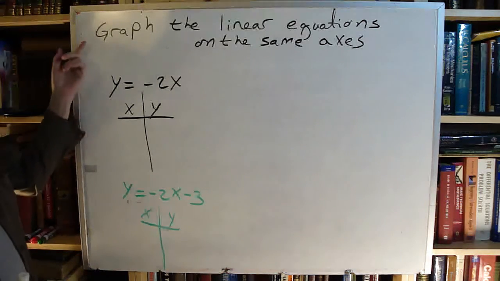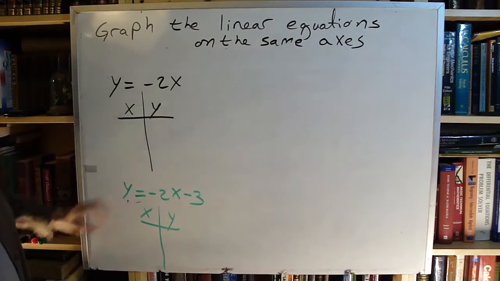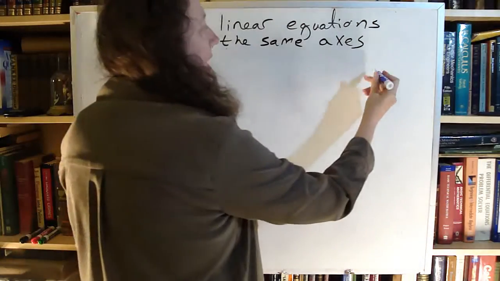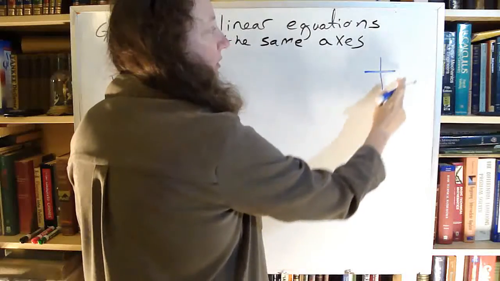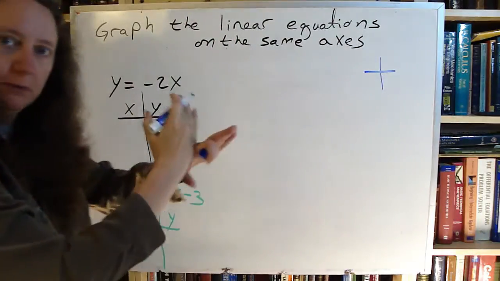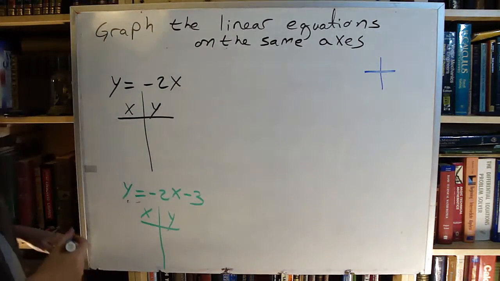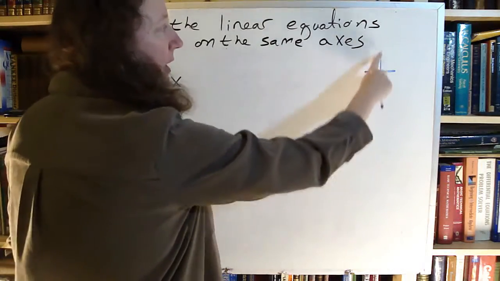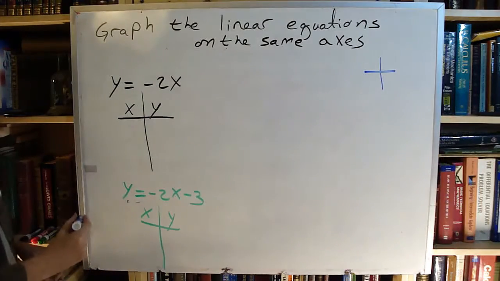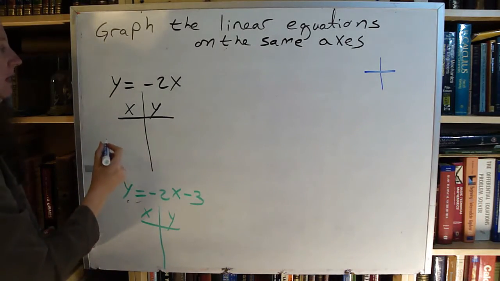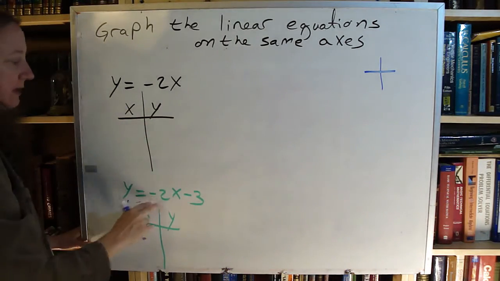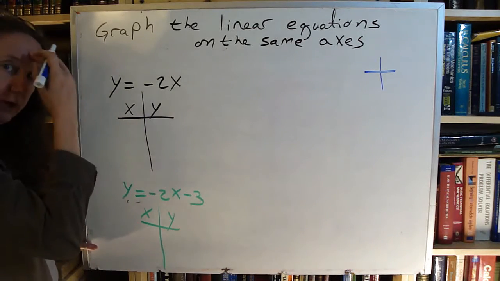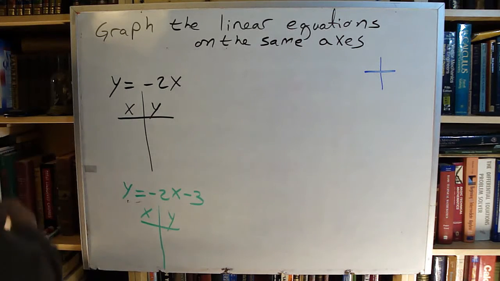We are now being asked to graph the linear equations on the same axes. So axis is one line, axes is where the two lines are both in the same, they meet up and they go on from there. So we have one axis, we have a second axis, we have two axes. So we have two equations that we have to graph. We are not told the numbers to use, so we have to make up our numbers ourselves.